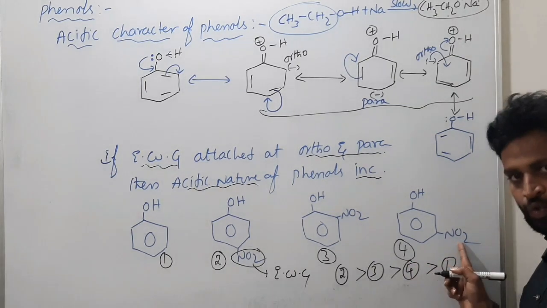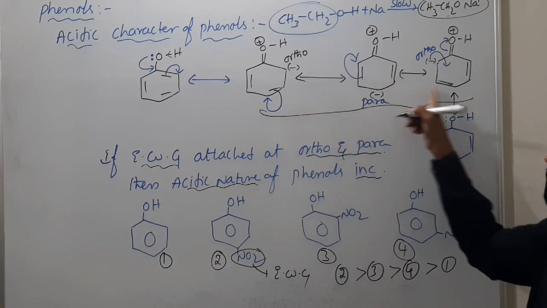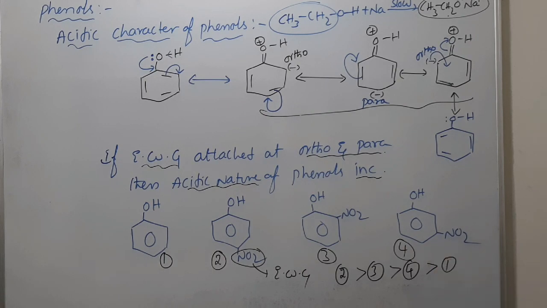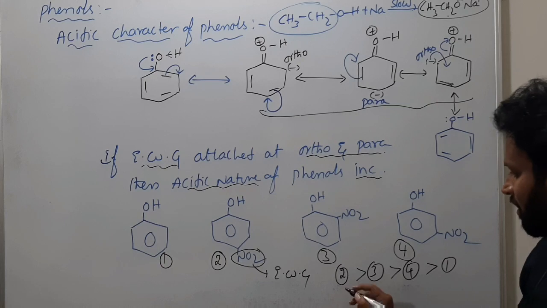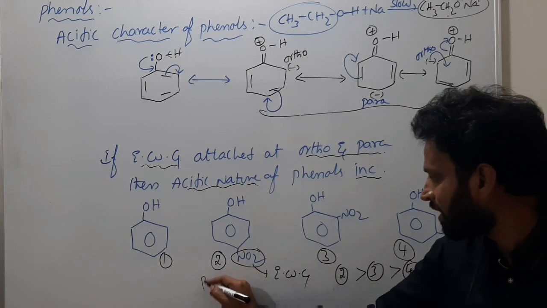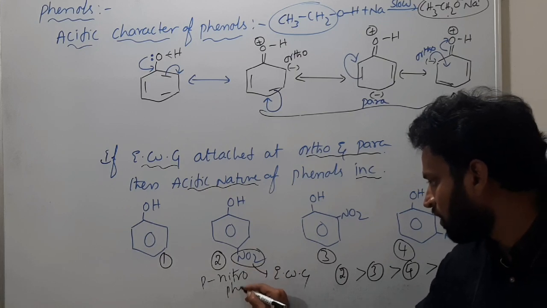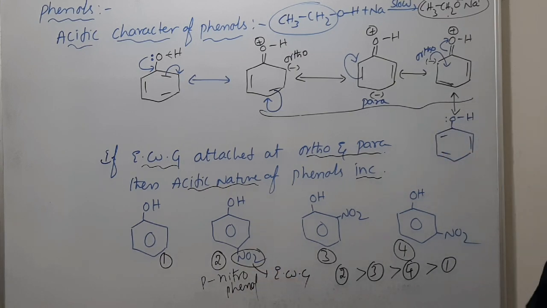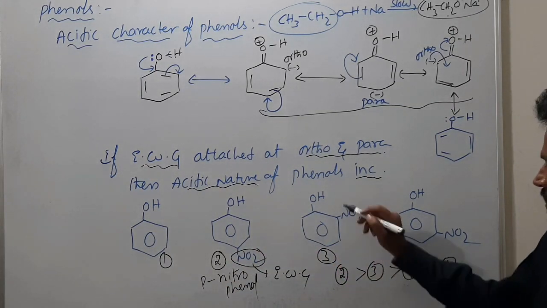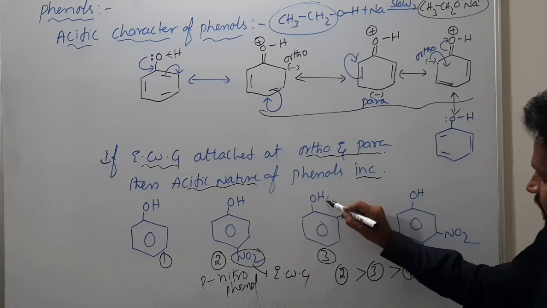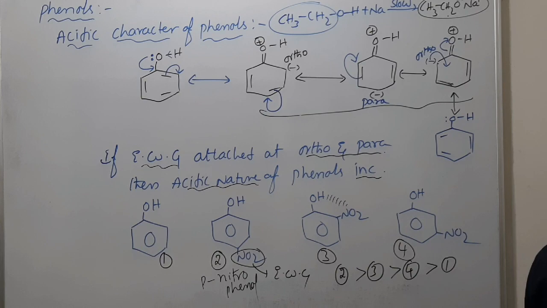However, you have an electron withdrawing group, but at meta you don't have any positive charge or negative charge. That's why it is somewhat less acidic. Understanding, everyone? So para, the second one, para-nitrophenol, is more acidic than ortho-nitrophenol because intramolecular hydrogen bonding is there. So H plus cannot go easily.